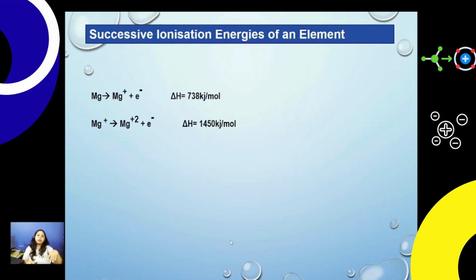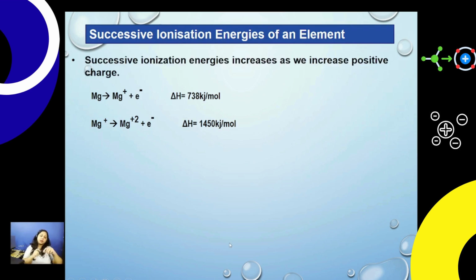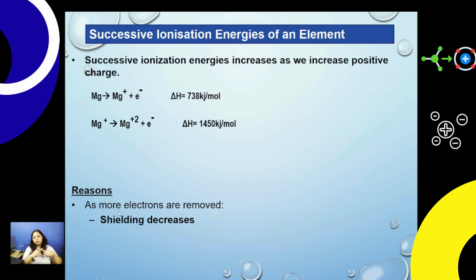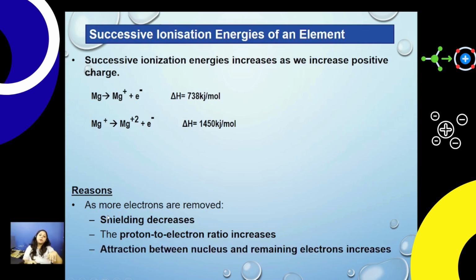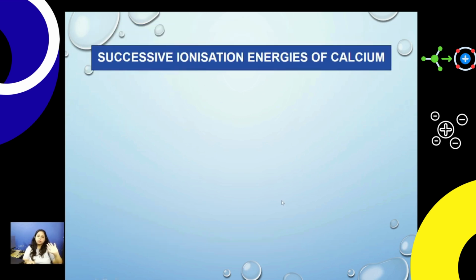Simple. Okay, let's talk about the successive ionization energies. We have discussed it earlier as well: if magnesium is there, the first ionization energy would be less, and the second would be much higher because of the increased nuclear charge. Why is it more? Because the more electrons are removed, the shielding decreases and the proton to electron ratio increases. The attraction between the nucleus and the remaining electrons increases. These are the reasons.